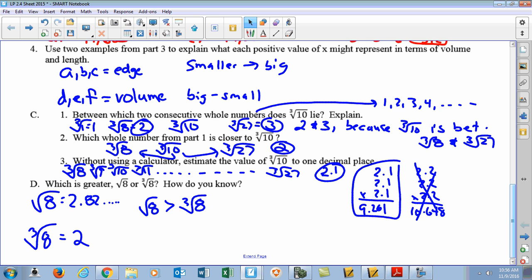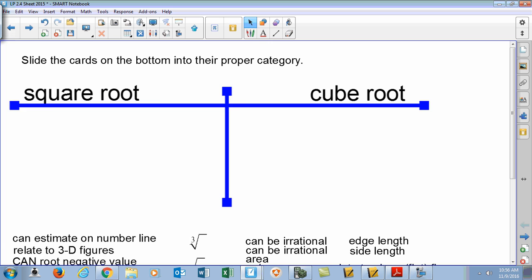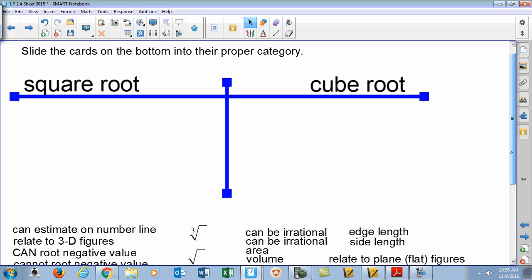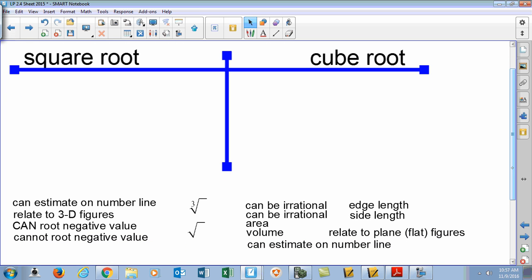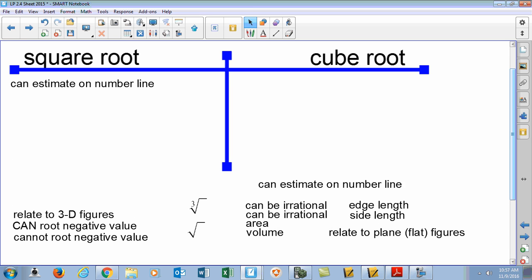All right, so if you flip it over to the very back of your page here, you have a little matching chart. I'll come back to that in just a second. It says slide the cards on the bottom to their proper category. So, differences between a square root and a cube root. Well, here's one, because we know there's two of them. Estimate on a number line. Well, I can do both on a number line. So I'm going to slide these here.